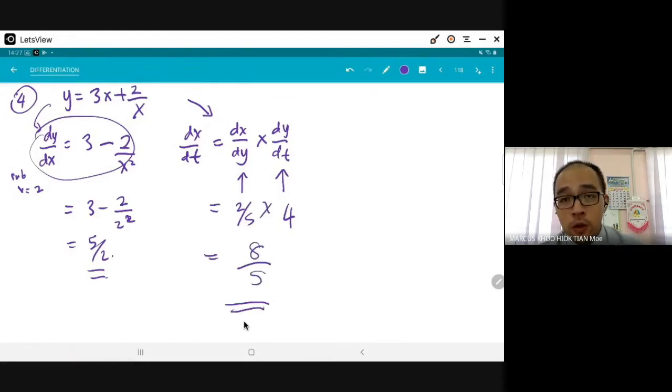For those of you who understand this at a higher level, you can write the unit if you want, but if you don't write the unit it's okay. If you know that rate of change is always some unit per second, whatever the unit is, depending on the question.